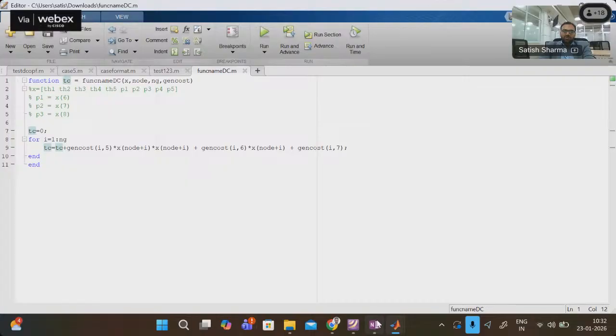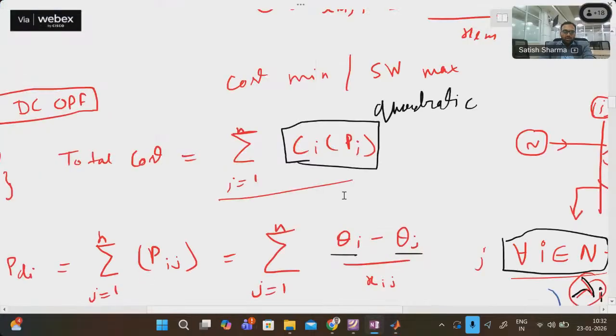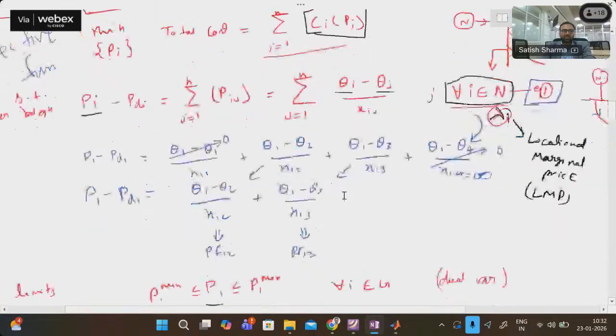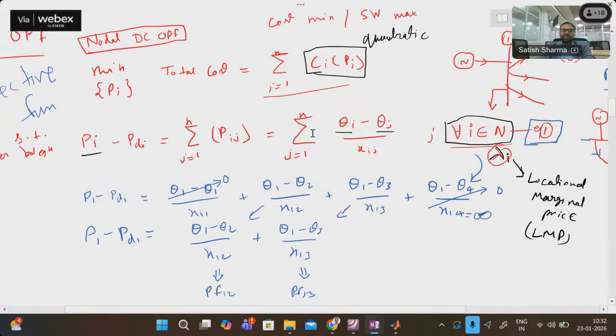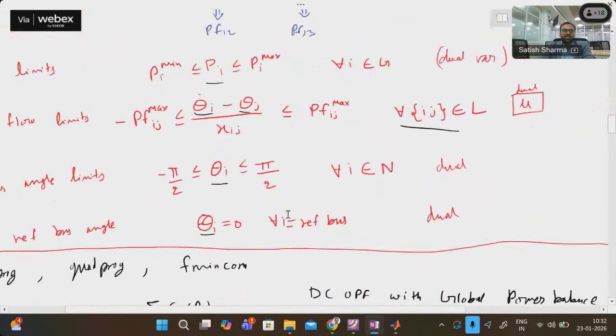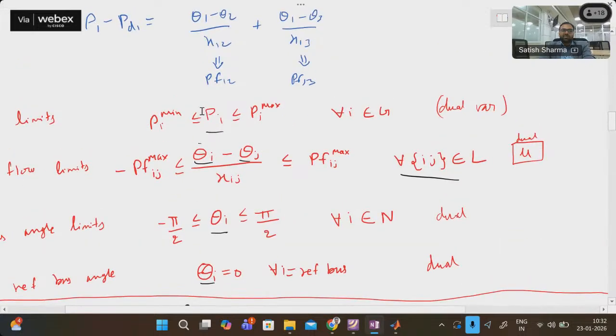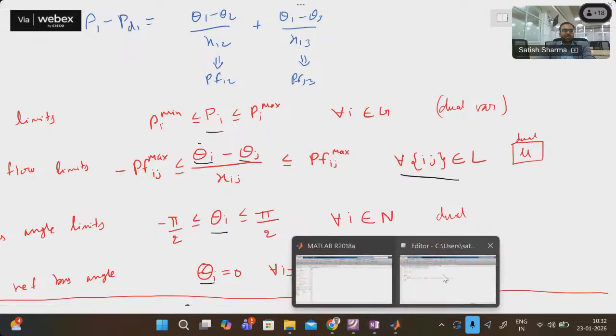Now let's go back to our formulation. This is our formulation, where the second part is the active power balance equation, and then we have the limits. These can be handled with the help of the lower bound and upper bound. And then we are going to need this equation. So there are two equations which we are going to put here. So far, the objective function is done.